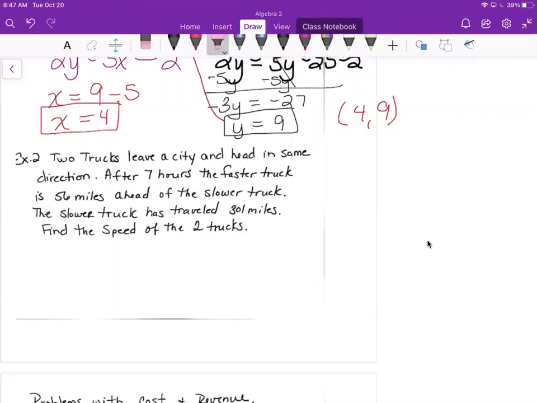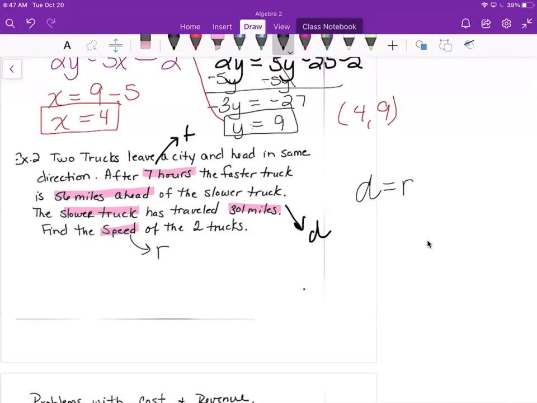Now, a couple of important things here. First of all, it says the time is 7 hours. It says the faster truck is 56 miles ahead of the slower truck, and the slower truck has traveled 301 miles. So this right here is our time. This one is part of our distance. And they ask us to find the speed. A speed is a rate. So just identifying what they've given us tips us off that we need to use the equation distance equals rate times time.